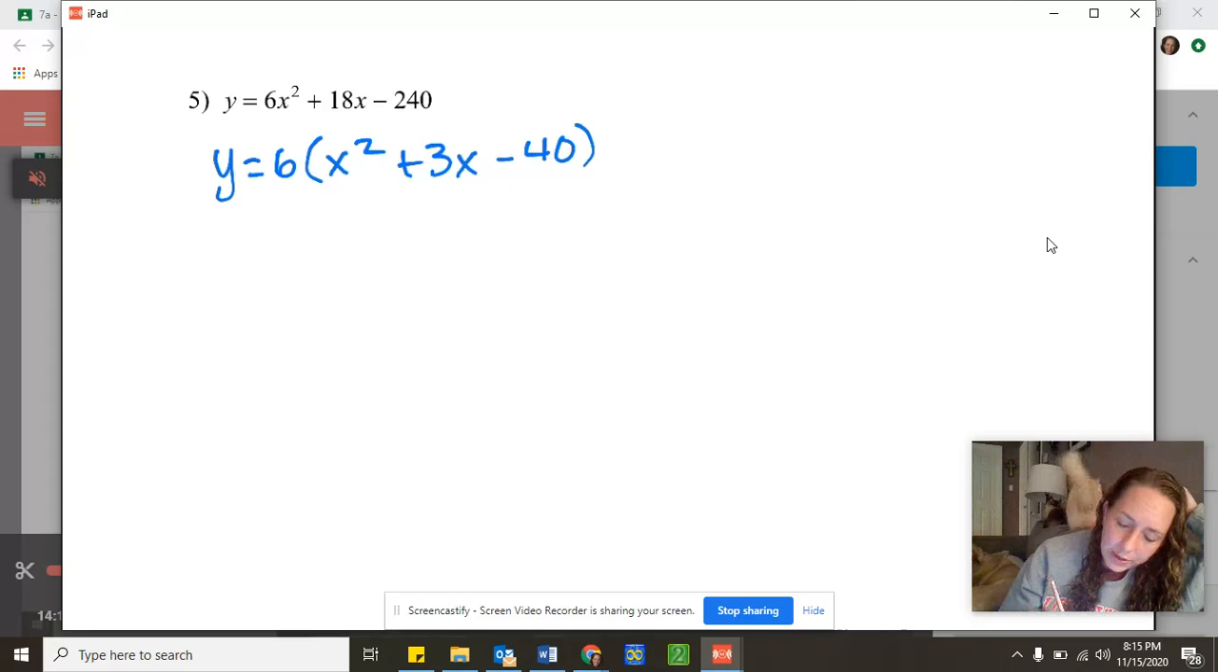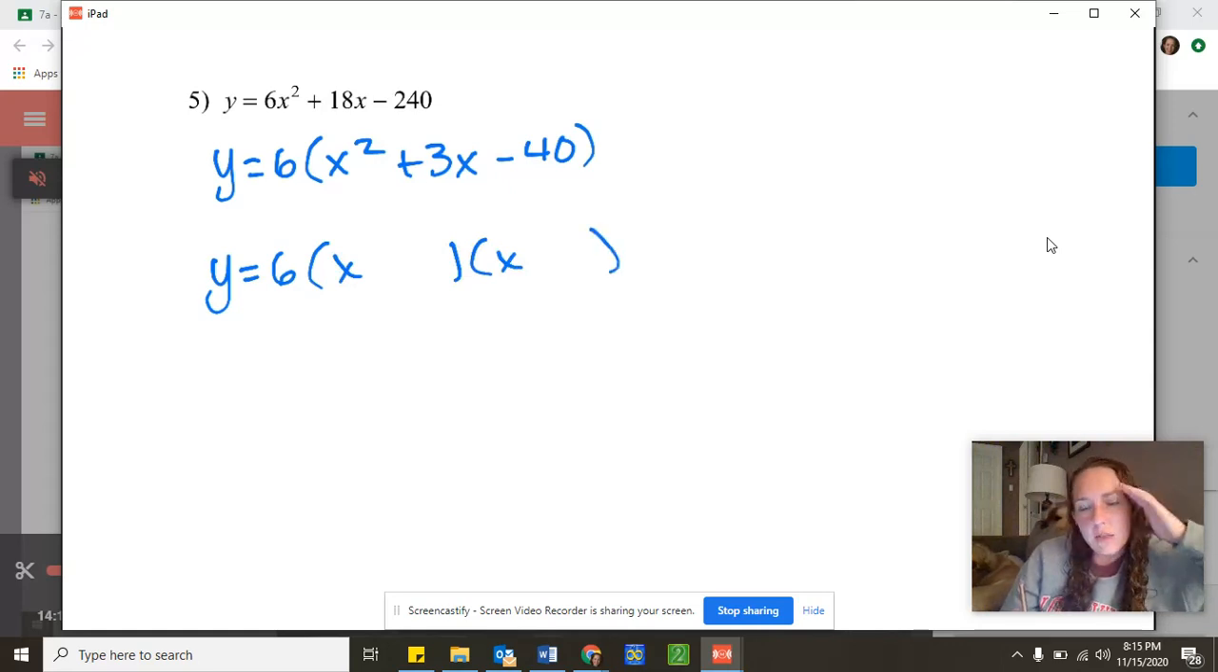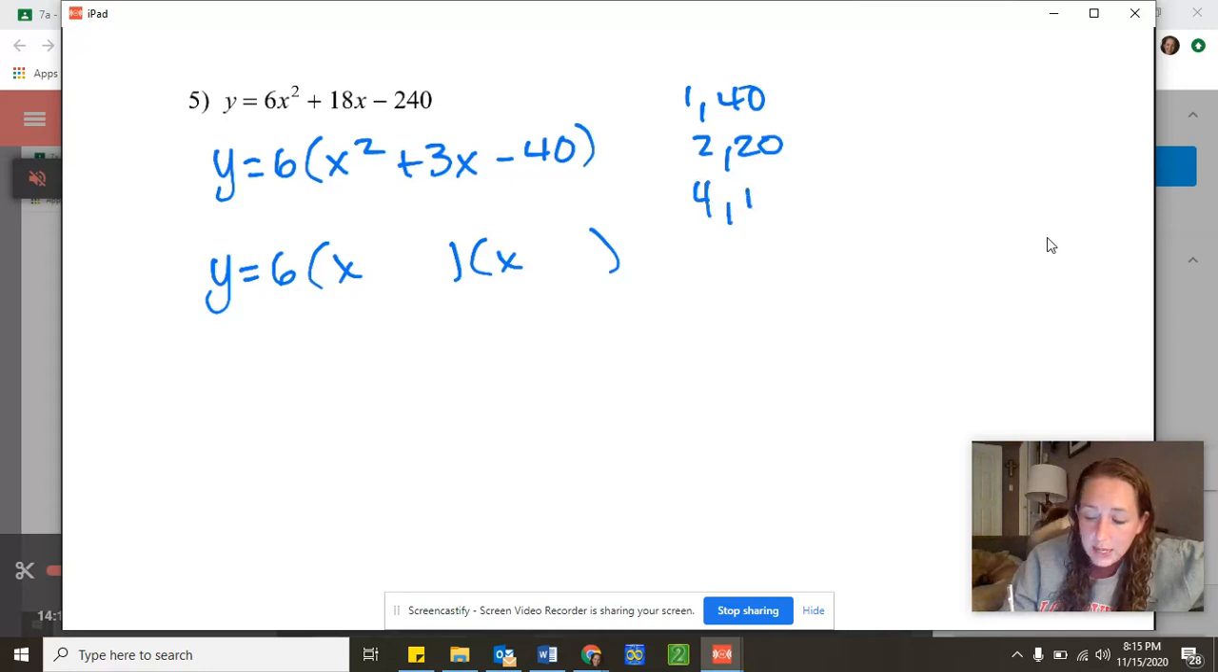So now I want to factor. I am looking for 2 numbers that multiply to negative 40 and add to 3. So I'm going to list off the things that multiply to 40. So I've got 1 and 40, 2 and 20. 3 would give me a decimal, but I've got 4 and 10. And then 5 and 8. 6 and 7 would give me decimals, and then I'm back at 8, and I'd be repeating myself. So we want to get 3.